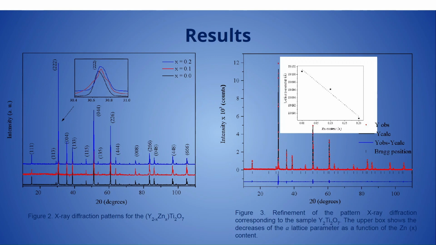Moreover, in Figure 3, the refinement of the X-ray diffraction pattern corresponding to the yttrium titanate sample is observed. In summary, the reflections of the patterns of X-ray diffraction correspond to the pyrochlore type yttrium titanate. The patterns of X-ray diffraction then show secondary phases. The lattice parameter decreases, and consequently, the unit cell decreases as the zinc content increases, as shown in Figure 3.